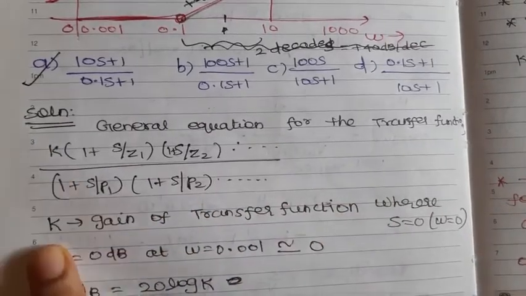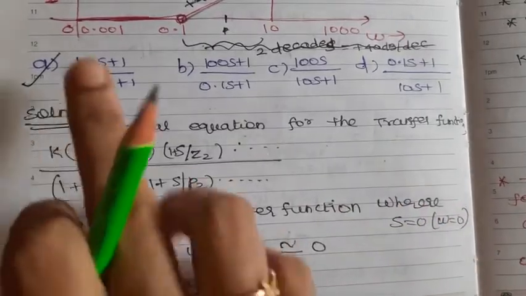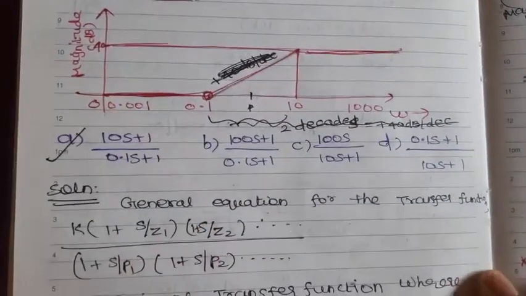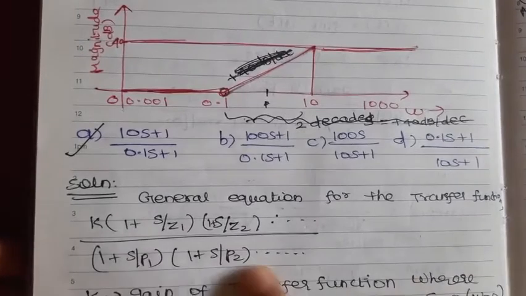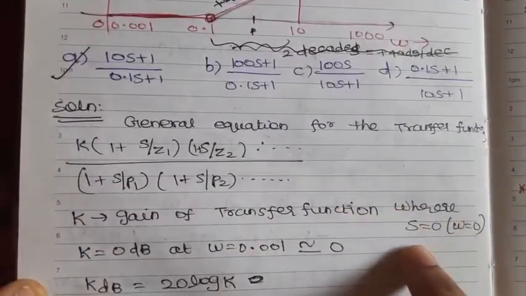What is K? K is nothing but the open loop gain of the transfer function at s equal to 0. At s equal to 0, we need to find out the K value. We are going to find out. So the K value is nothing but the gain of the transfer function where s equals 0.